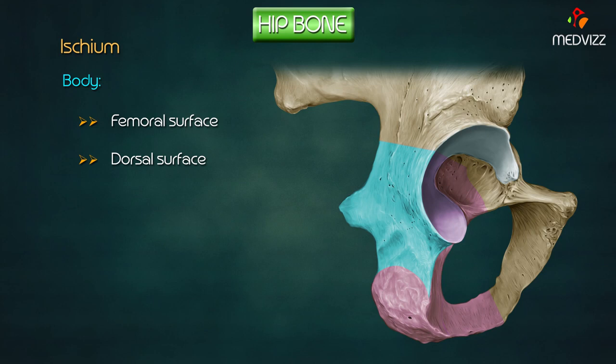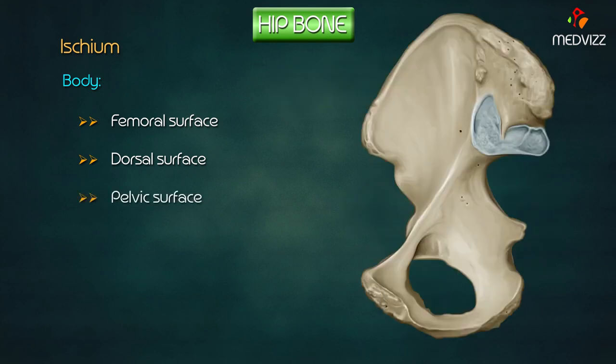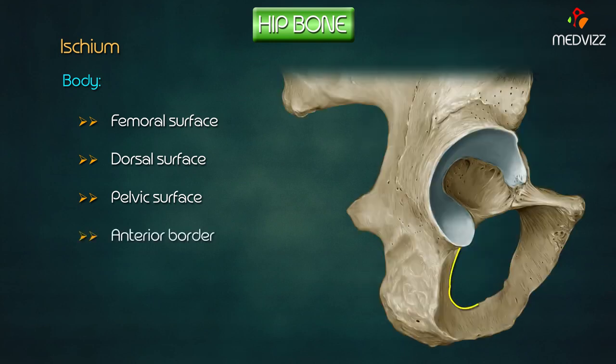The dorsal surface faces upwards, backwards, and laterally. It lies between the lateral and posterior borders. It is continuous with the gluteal surface of the ilium. Pelvic surface. It is smooth and lies between the anterior and posterior borders. The anterior border forms the posterior margin of the obturator foramen. The lateral border separates the femoral surface from the ischial tuberosity. It lodges the obturator externus tendon in the upper part.